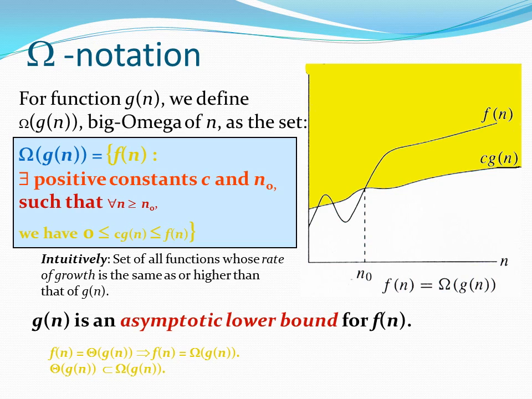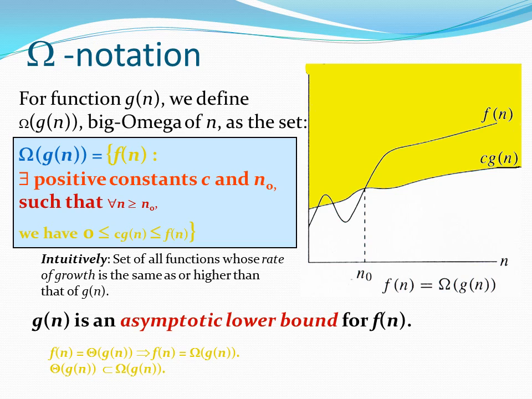What do you mean by lower bound of a time complexity? It represents the minimum amount of time that is required for executing a particular algorithm. Here we have f of n is equal to omega of g of n, which represents that at this point n naught, both functions f of n and c into g of n will be the same.